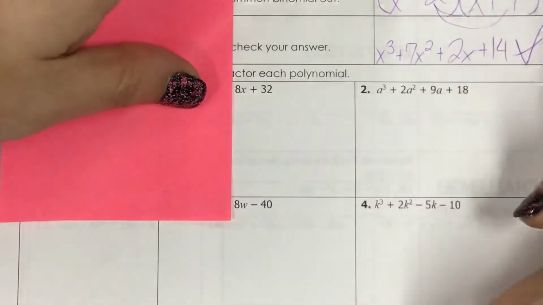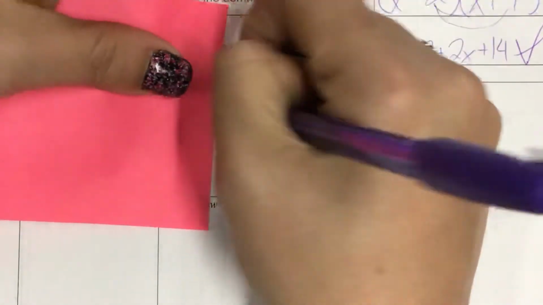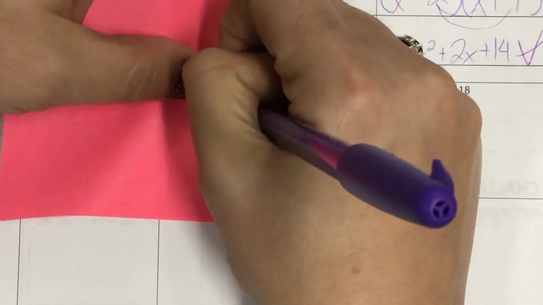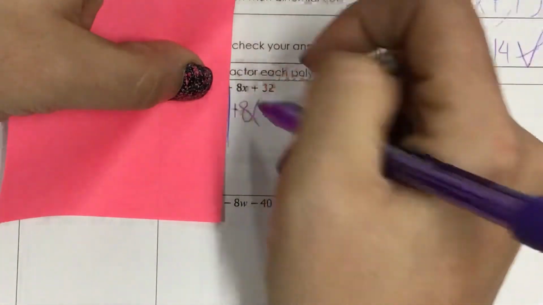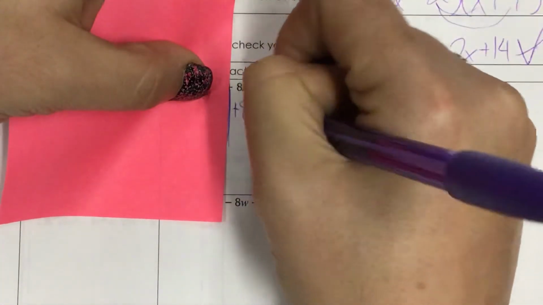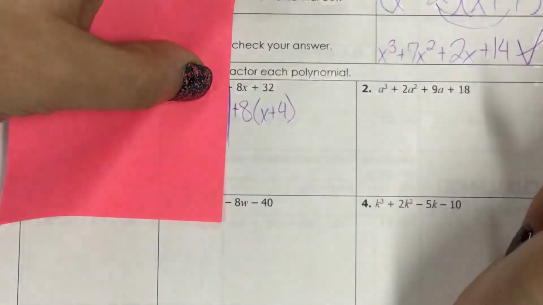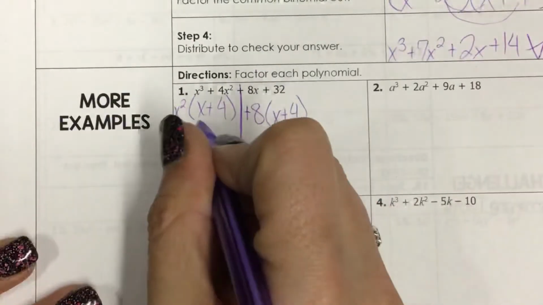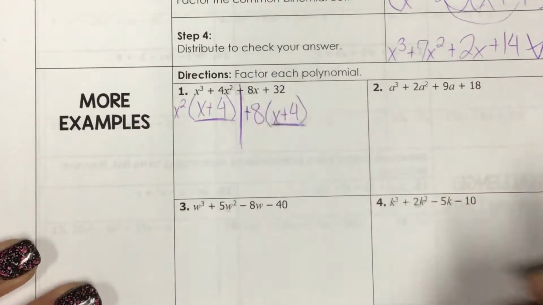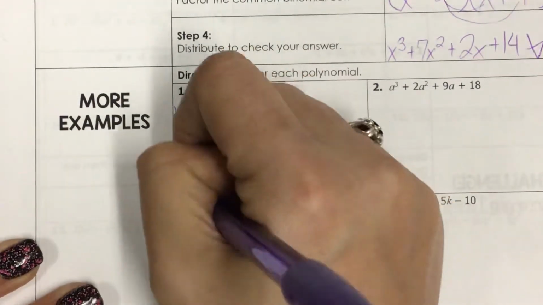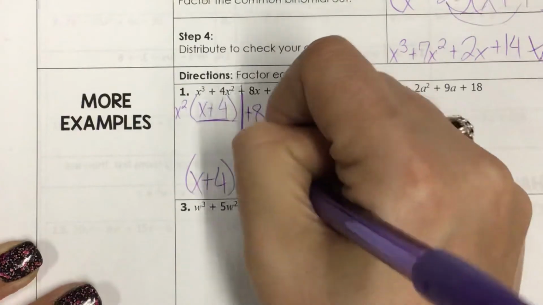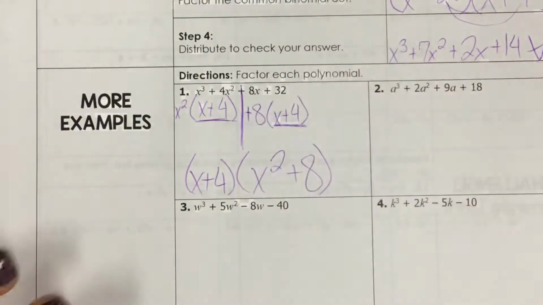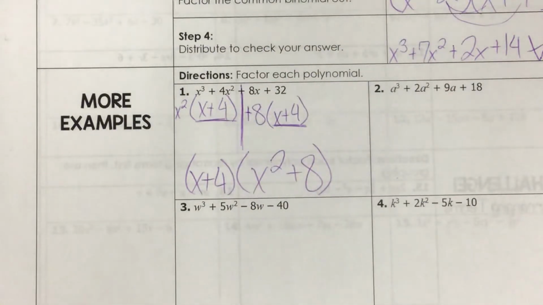On both of these, I can factor out an 8. Specifically, it is a positive 8. If I factor out a positive 8, I'm left with x plus 4. My 2 parentheses match up. So x plus 4 is going to be one of my parentheses. X squared plus 8 is going to be my other parentheses.